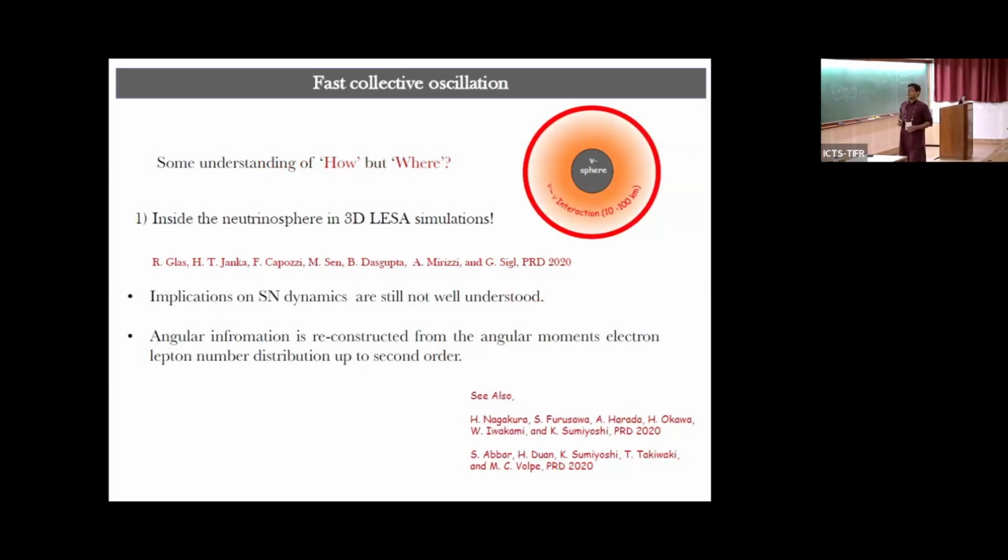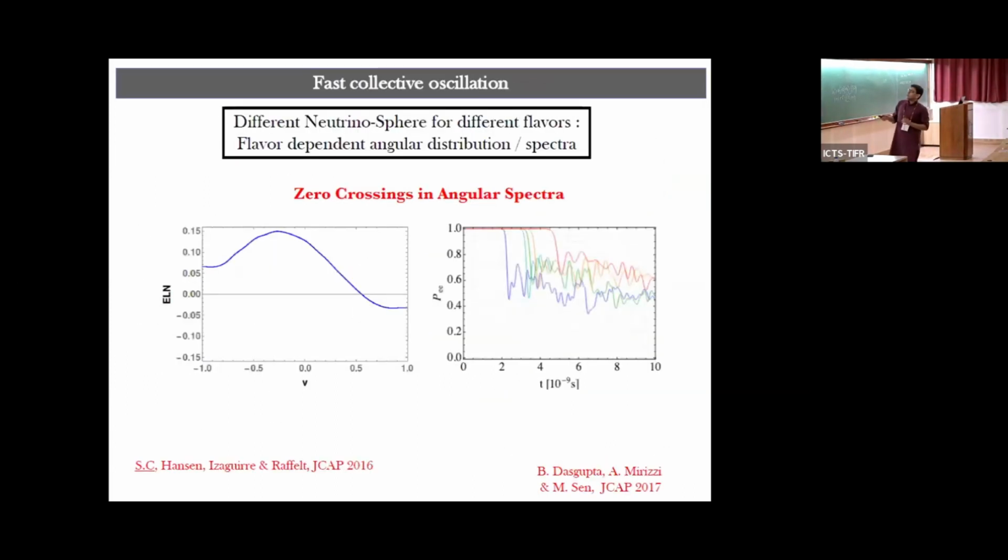About these fast collective oscillations, this is a very active area of research. People are trying to do many things, but let me just give you a very small summary of what we know right now, which is probably good enough for you at this moment. So we have some understanding of how these fast collective oscillations happen, but where are they happening? Now the question is, of course, this can trigger, but do supernovae have such a zero crossing in their angular spectra?